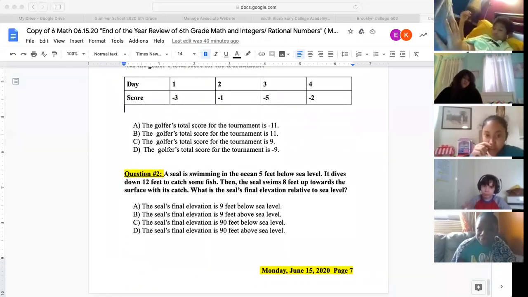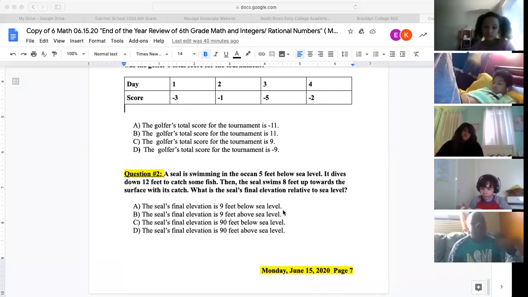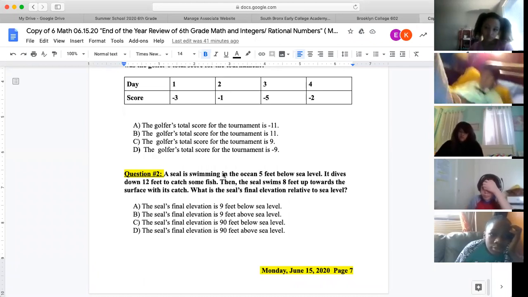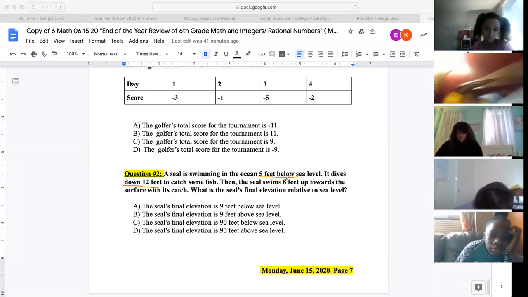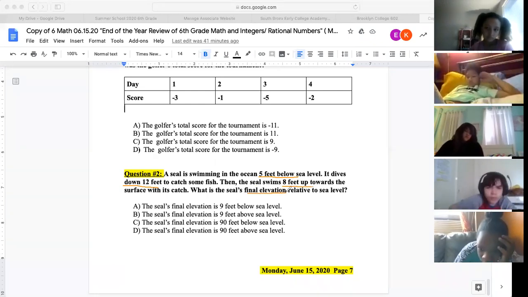Chris Danielise, can you read this question for us, please? A seal is swimming in the ocean 5 feet below sea level. It dives down 12 feet to catch some fish. Then the seal swims 8 feet up towards the surface with its catch. What is the seal's final elevation relative to sea level?